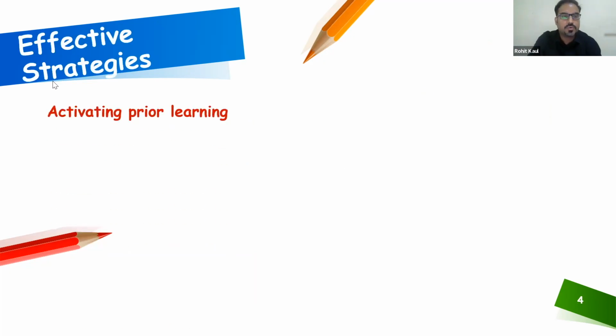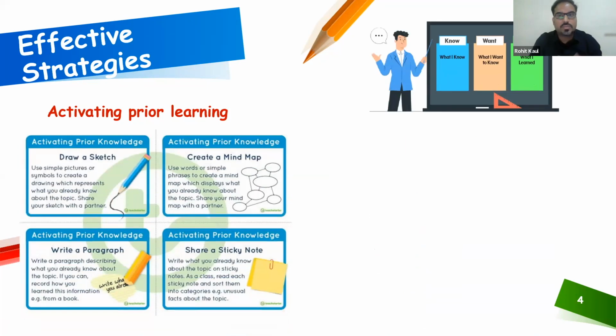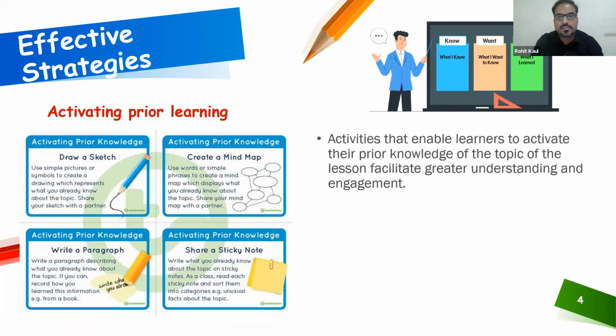Next, I will move to activating prior learning. I think that is another area where we should first try to activate their prior learning, what they know. We can do that with a KWL chart. We can devise or design certain activities to activate their prior knowledge of the topic of the lesson that you have planned. That will facilitate greater understanding, and it will help them to engage with you better.